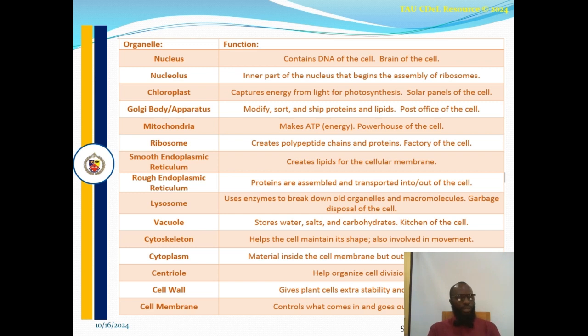Chloroplasts. What do chloroplasts do? Chloroplasts are found in plant cells. They capture energy from light for photosynthesis. So plants can't make their food without chloroplasts.